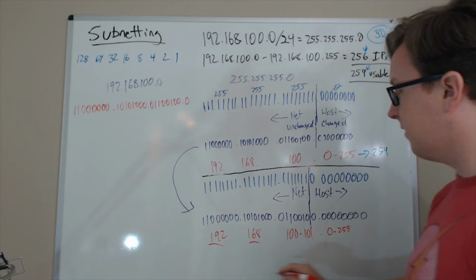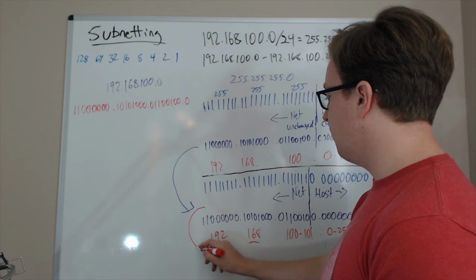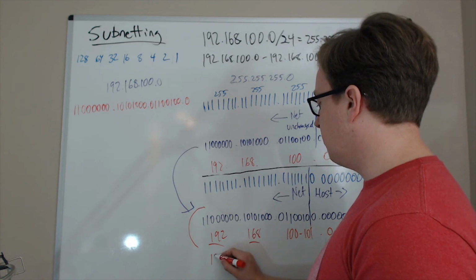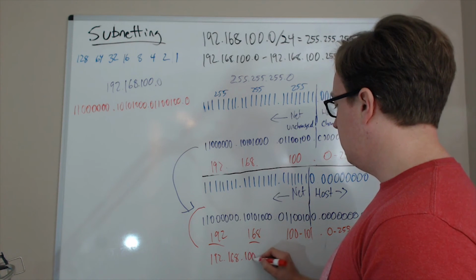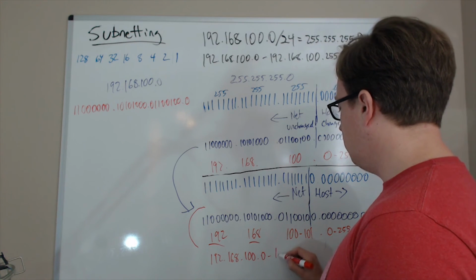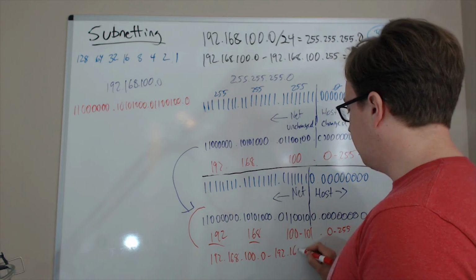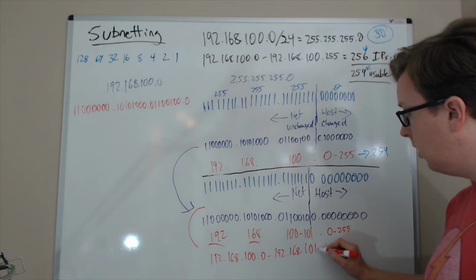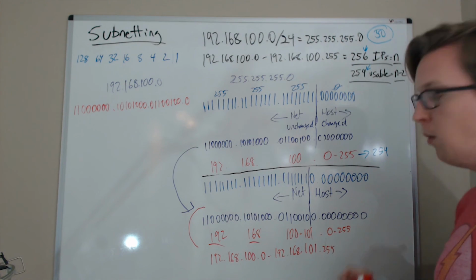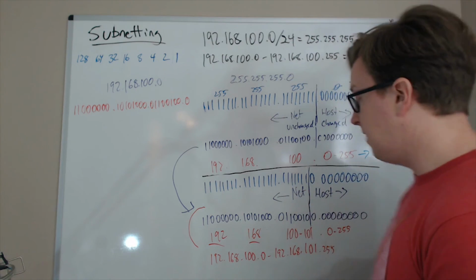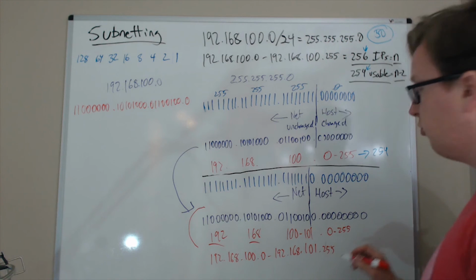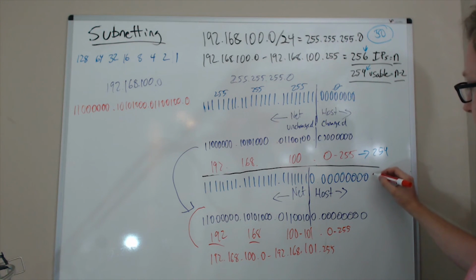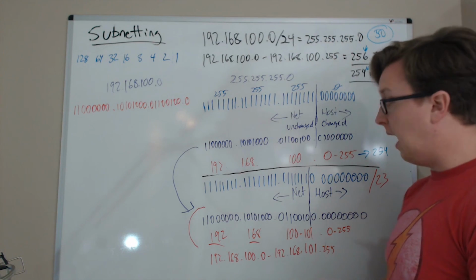So this entire subnet is actually everything from 192.168.100.0 through 192.168.101.255. And that's why we double the amount of IPs, because now we have essentially two /24s in one. And this is actually going to be a /23 going in the opposite direction.